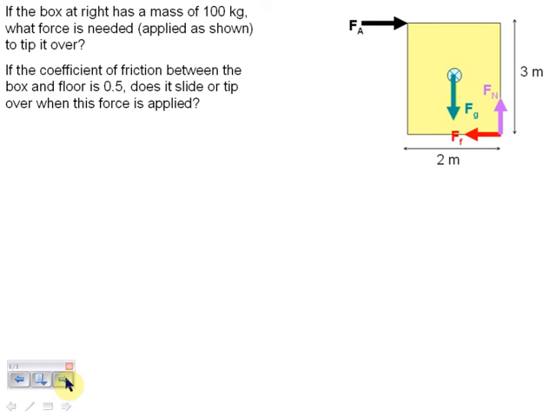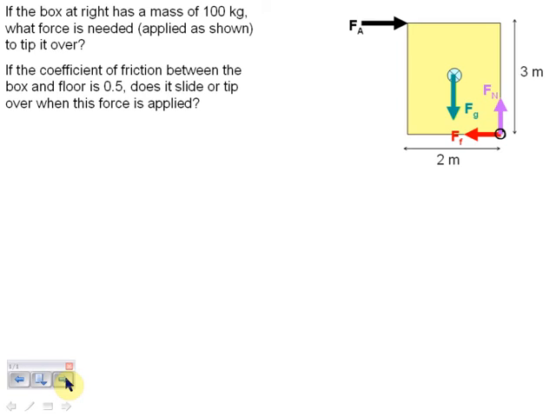So let's take a look at each force. If we were clever and we use the bottom right corner as our pivot point to sum torques around, the normal force and the frictional force aren't applying any torque. Their lever arms are zero as they go directly through the pivot point. The applied force and the gravitational force are applying torques.